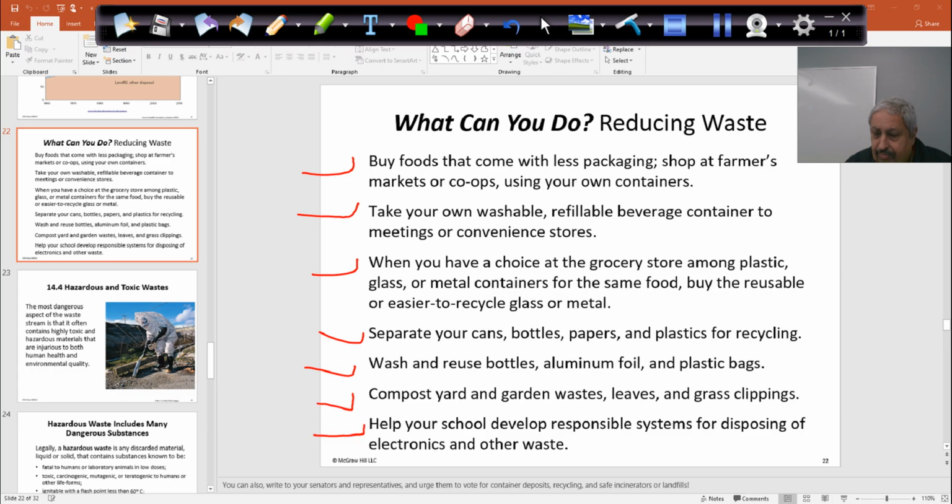Help your school develop a responsible system for disposing of electronics and other waste. Yes, that's really happening. That's done by the state, helping those universities.